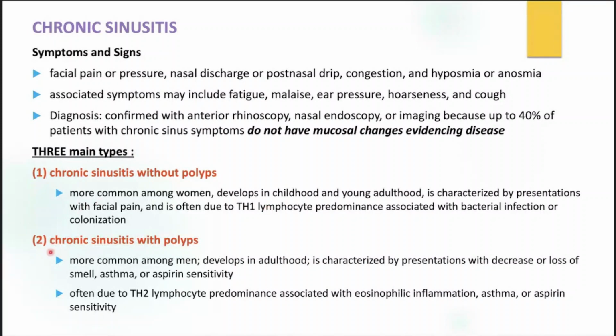The second type would be chronic sinusitis with polyps, which is more common among men, develops in adulthood, characterized by decrease or loss of smell, with asthma or aspirin sensitivity as risk factors, and is often due to a Th2 lymphocyte predominance with eosinophilic inflammation.